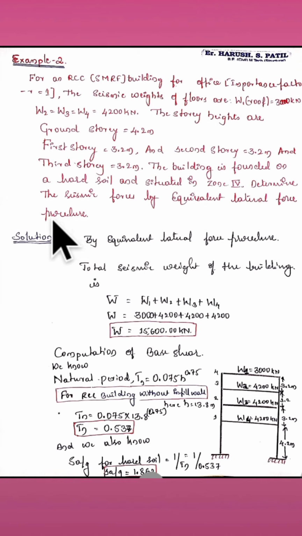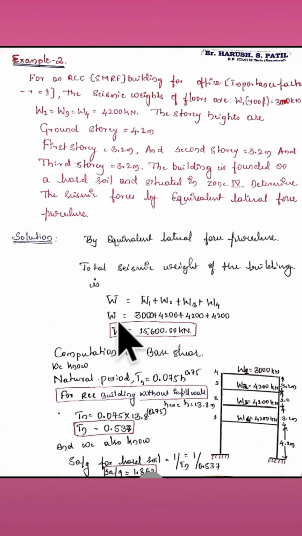According to the equivalent lateral force procedure, that is static analysis, first we need to calculate the total seismic weight of the building. You know how to calculate the seismic weight of the building. Here we need not find the individual seismic weights. They have given the seismic weights, so we just need to add them to get the total seismic weight.